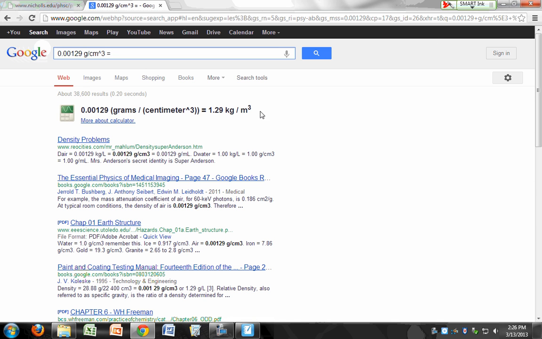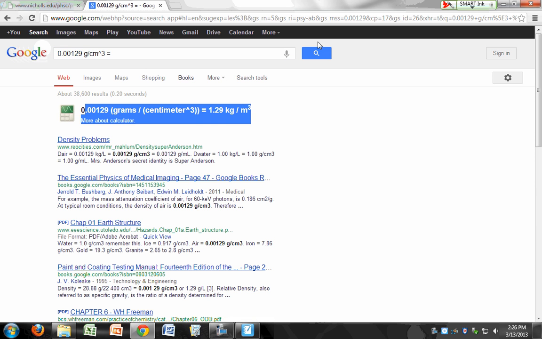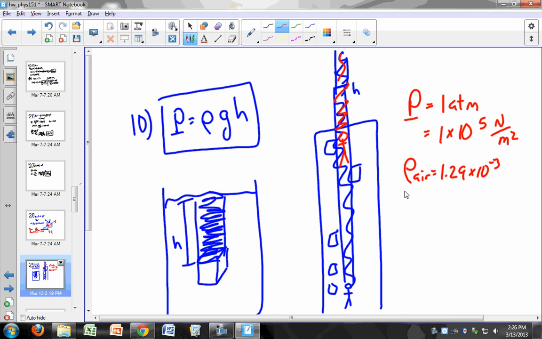1.29 kilograms per cubic meter. Oh, you gotta love Google, right? 1.29 kilograms per cubic meter is the density. This is in grams per cubic centimeter. And it's 1.29 kilograms per cubic meter. That's the density of air.